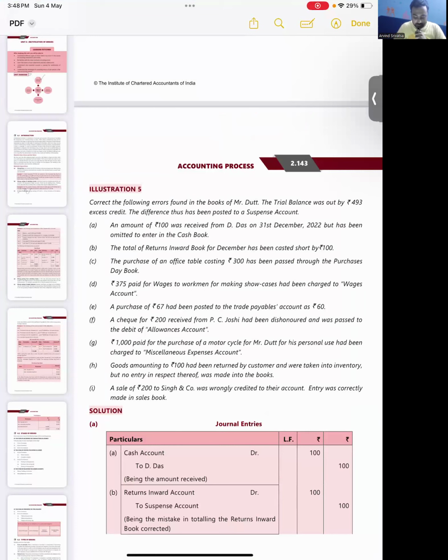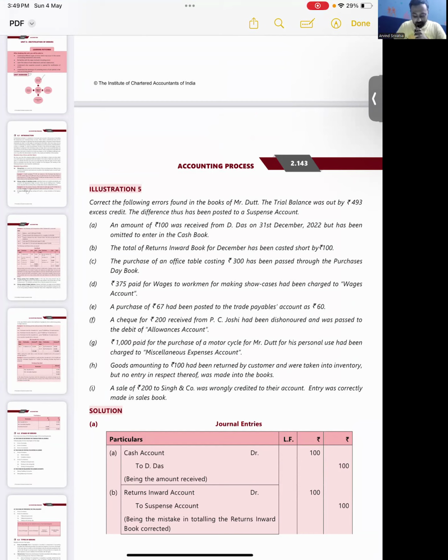An amount of 100 was received from D Das, but has been omitted to enter in the cash book. So what they are saying is they received the amount from D Das, sir. What is the entry for receiving the amount, sir? Bank account debit to D Das and Co. or cash account debit to D Das and Co. So here they have taken cash account debit to D Das and Co. They didn't even record that entry. So A is done.